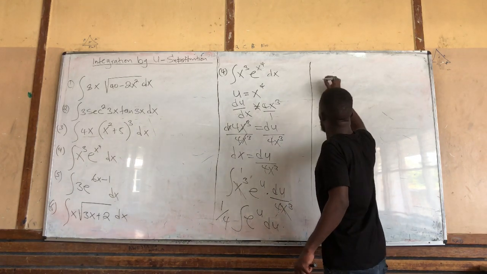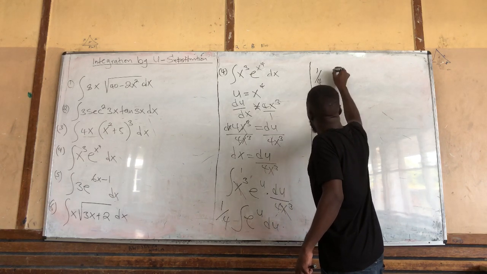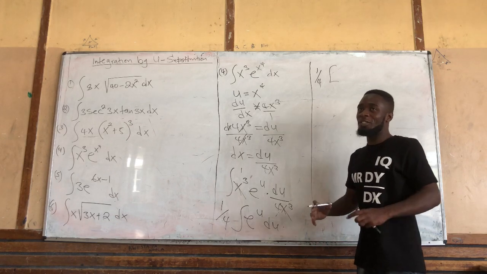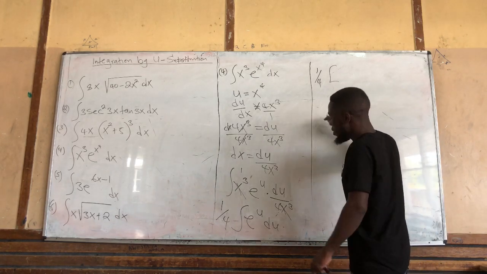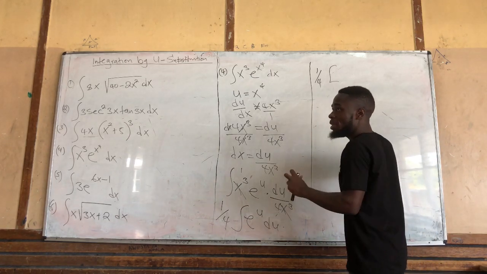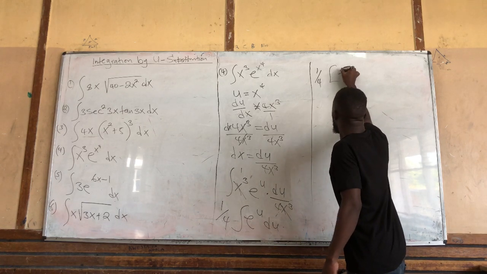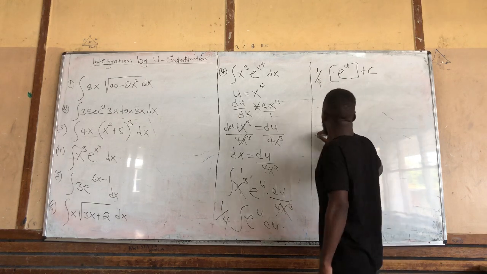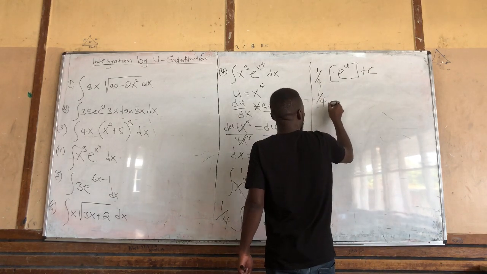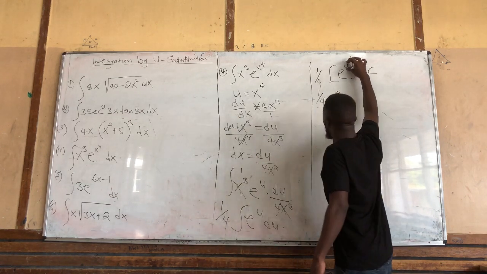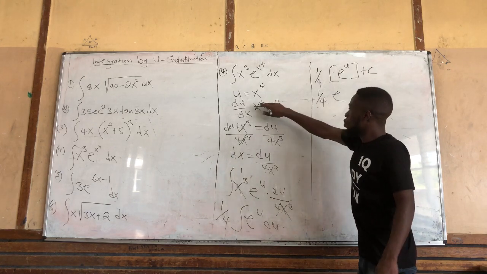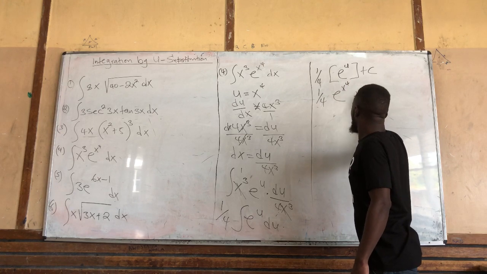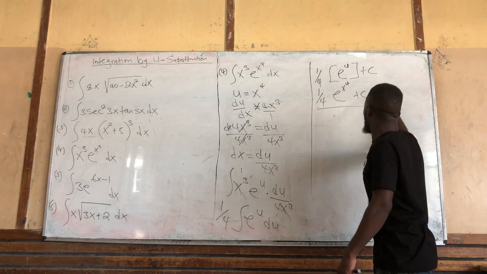So what's next? 1 over 4. And what's the meaning of this? Whatever is inside this integral sign, we need to integrate it. When you integrate e to the power u, it will be the same thing, e to the power u again, plus c. So this is the same as 1 over 4 e to the power, and where there's u, we need to put the actual value for u, which is x to the power 4, plus c here. Okay. Done.